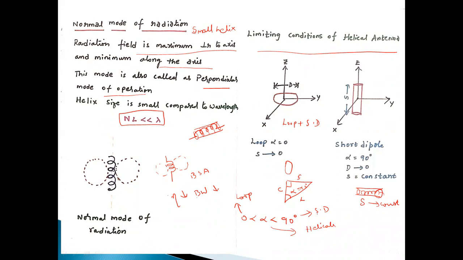So whenever we start using a series or some combination of loops and short dipoles, automatically they will become a helical antenna. The main concept of the helical antenna is to achieve circular polarization. In the next part, we will see how we can do that.